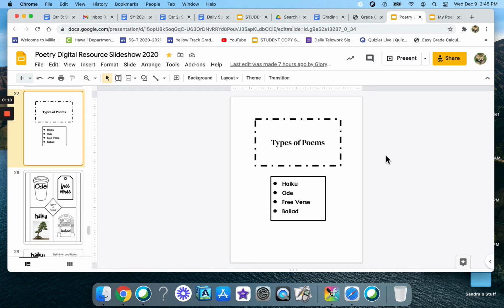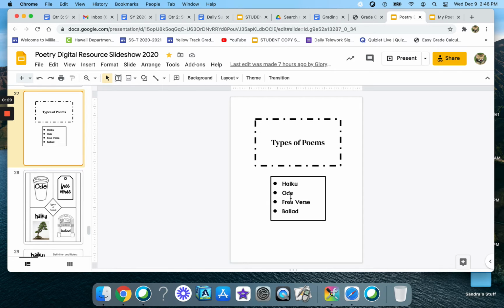The poetry book you guys are going to be starting, and specifically the poem Haiku. So you will want to have up your poetry digital resource slideshow and start on slide 27. Okay?